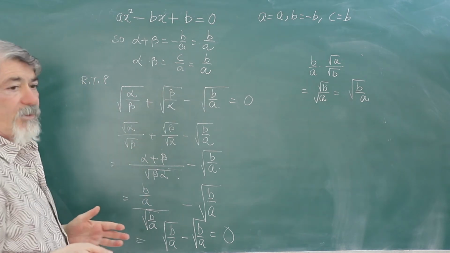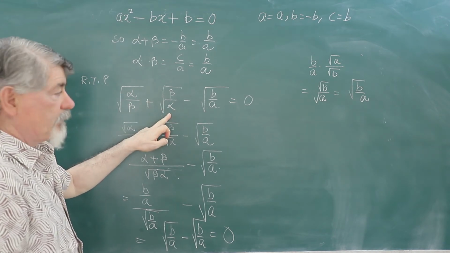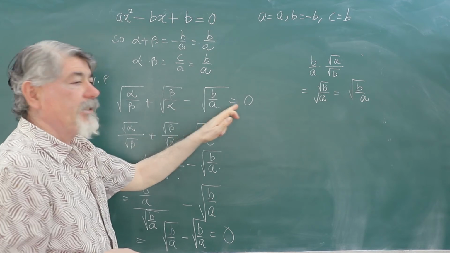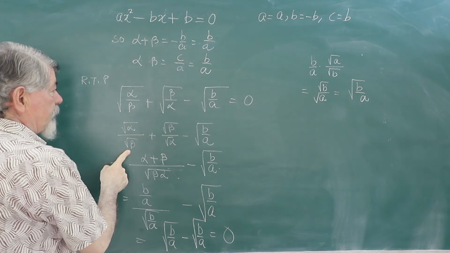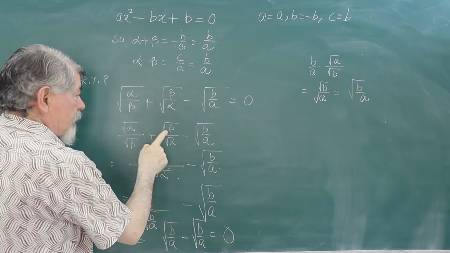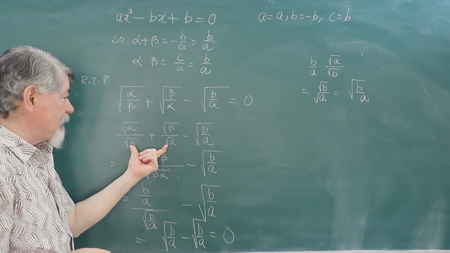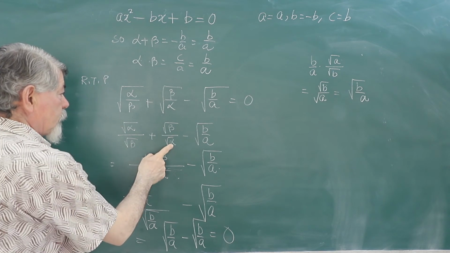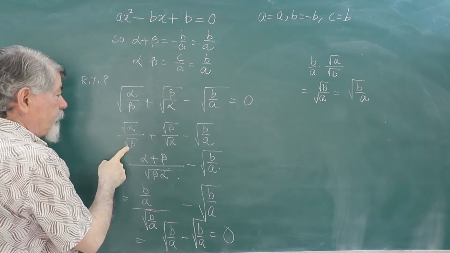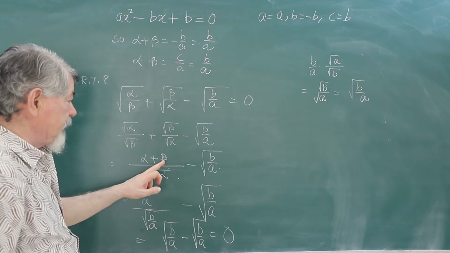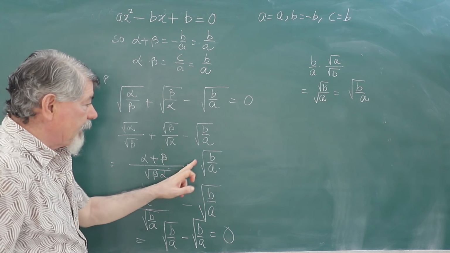Now let us look at what we are required to prove. Root of alpha upon beta plus root of beta upon alpha minus root of b upon a is equal to 0. So what I do is I write it like this: under root alpha upon under root beta plus under root beta upon under root alpha minus under root b upon a. In these two I take the LCM as root alpha beta. So under root alpha into under root alpha will give us alpha. Under root beta into under root beta will give us beta. So alpha plus beta upon root alpha beta minus root b upon a.